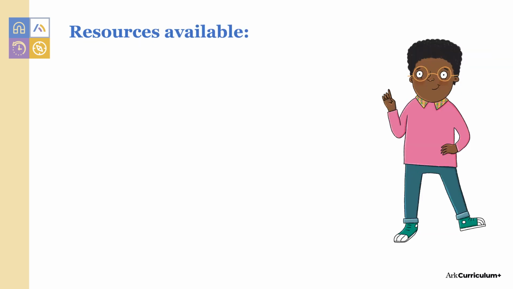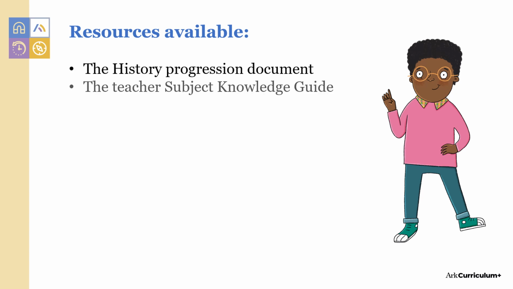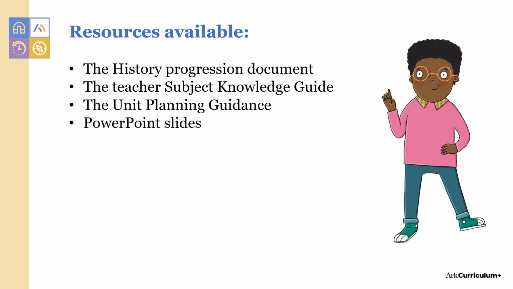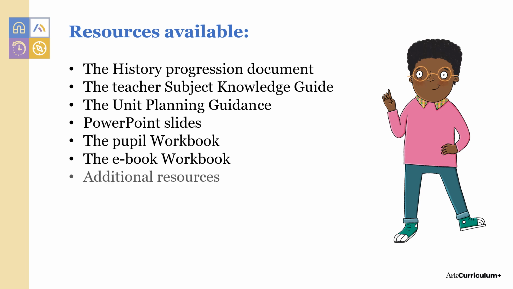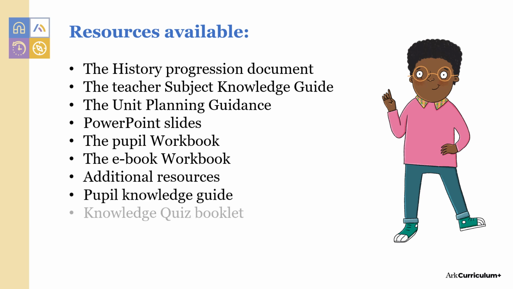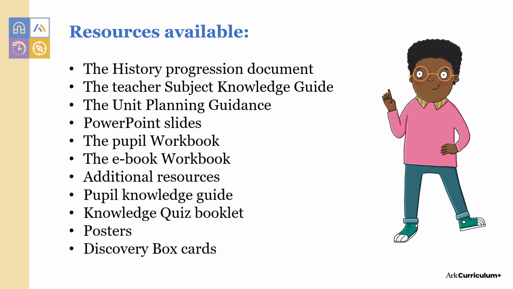The resources available for this unit on Oxford OWL are the History Progression Document, the Teacher Subject Knowledge Guide, the Unit Planning Guidance, PowerPoint slides, the Pupil Workbook and the eBook Workbook, additional resources that go alongside the lessons, Pupil Knowledge Guide, Knowledge Quiz booklets, posters, and the Discovery Box cards.